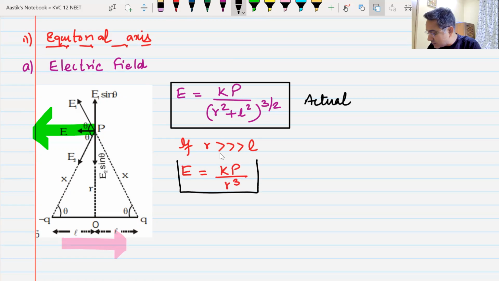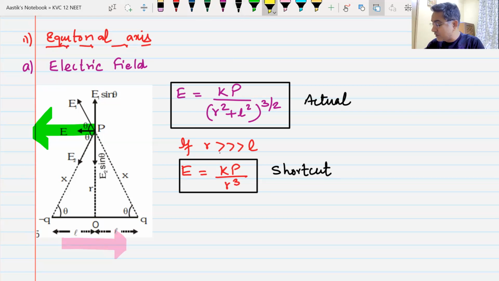Abhiram has got the concept correct. Yes, Abhiram, that is absolutely correct. I was expecting the same from you. This is the shortcut formula. You neglect L square, nothing else. So you will have to remember both these formulae, the shortcut formula for electric field and the long cut formula for the electric field.